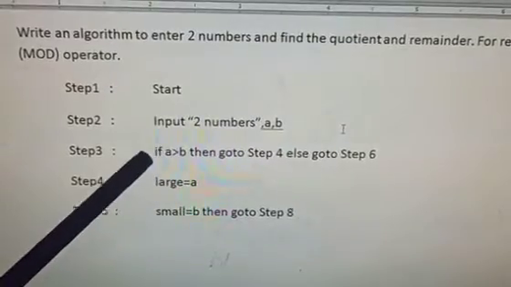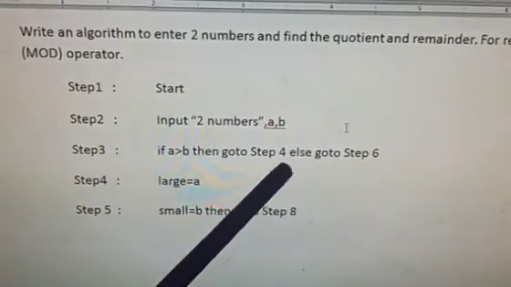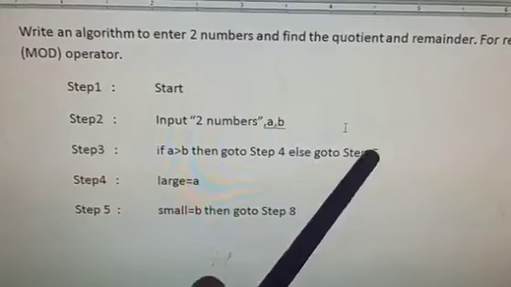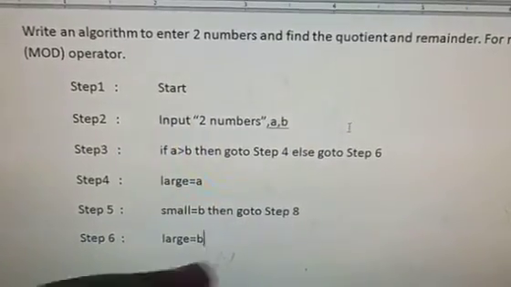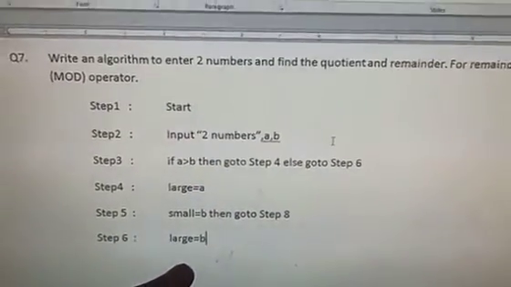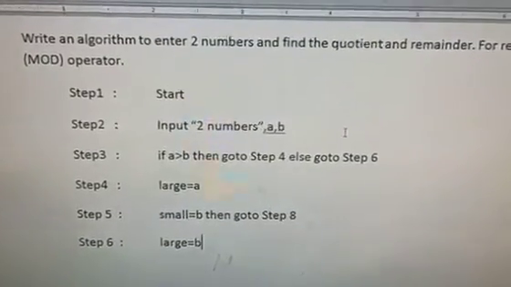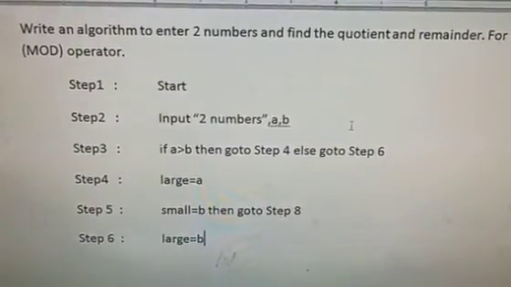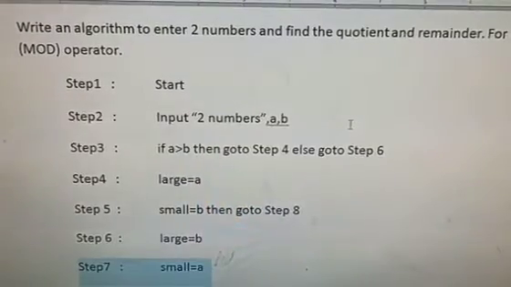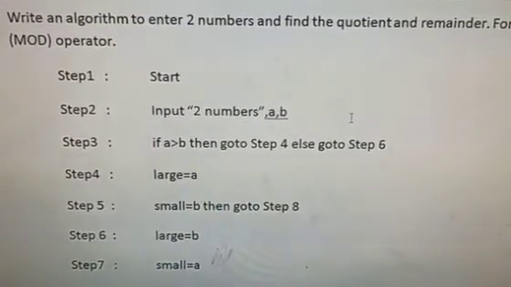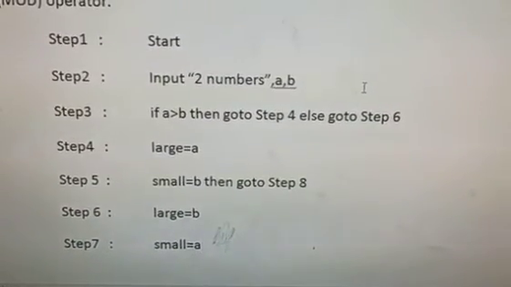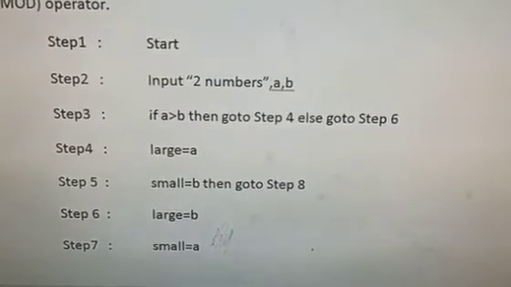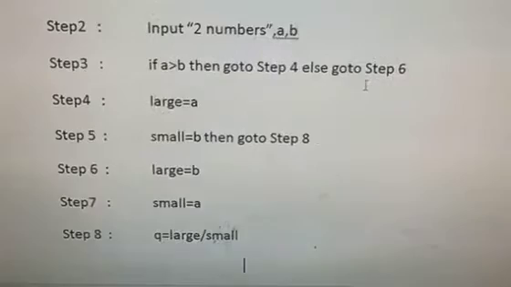Now see, again step 3, if the condition is false, then we are moving directly to step number 6. So in the next step, what we are doing? This time if the condition is false, then that means the large is b. So we are storing b into the same variable large, right? Now in step 7, in that case the smallest will be a, and the same we are storing in a variable small.